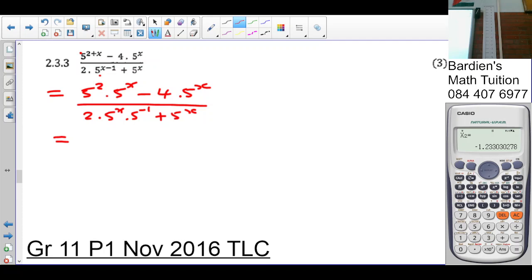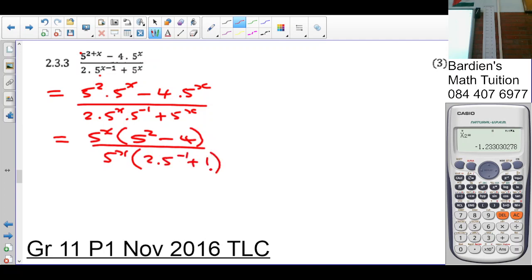Okay. But there's no mark allocated if you break it up. Now, I know some of you can see that 5 to the x is common. Then we're left with 5 squared minus 4 over 5 to the x is common in the denominator as well, so it's 2 times 5 to the minus 1 plus 1. Often that 1 gets forgotten about, so watch out for that. That cancels, of course, so 5 squared is 25, minus 4 is 21, over 2 over 5 plus 1.